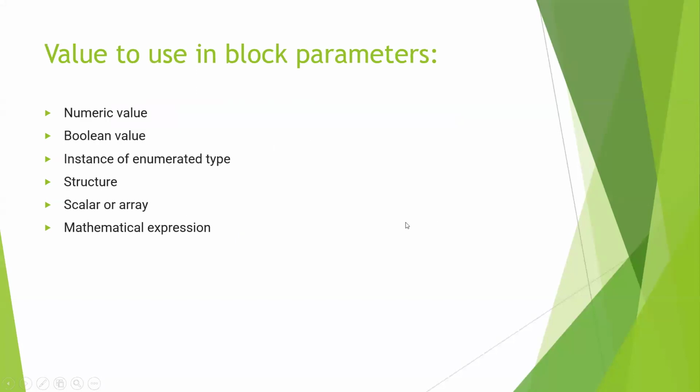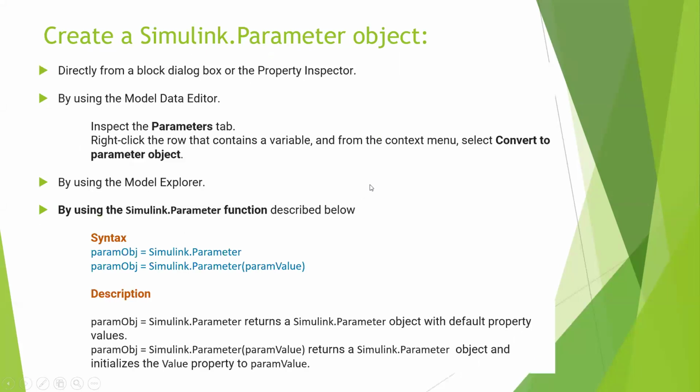So for this purpose, we are using the Simulink dot parameter. So what values can we set in the parameters? That is a numerical value, Boolean value, instance of enumerated type, structure, that is the combination of different data types, scalar or array, and we can have a mathematical expression by using the parameters. So there are multiple ways of creating the Simulink dot parameter.